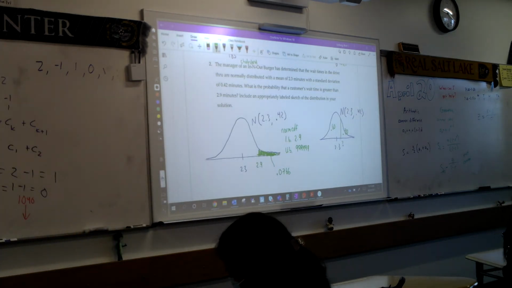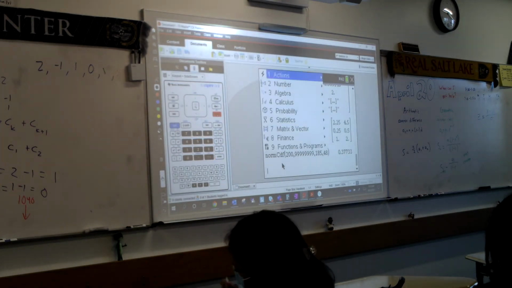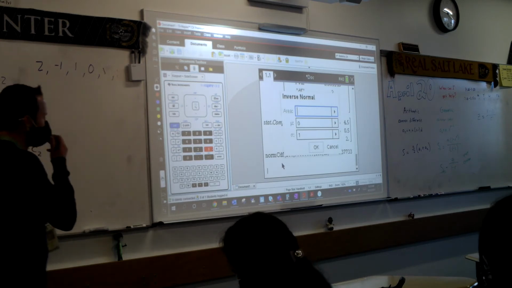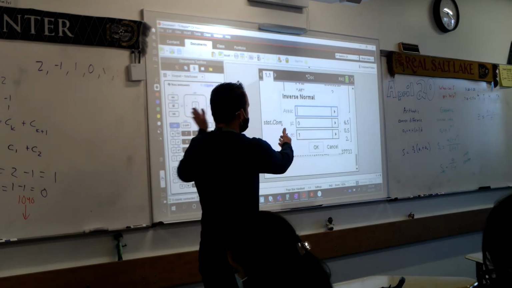Inverse norm. Okay, let's do that. Everyone on your calculator, where do you find inverse norm? Good job. Menu 653. Now it's going to ask you for area. What does it mean by that? To the left. Good job.